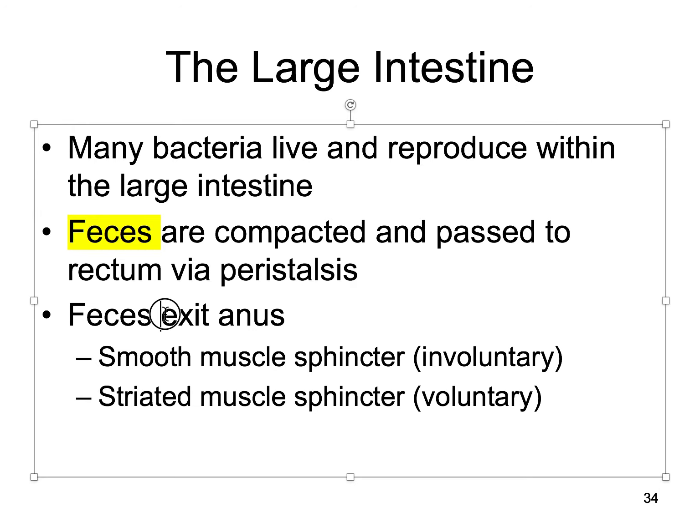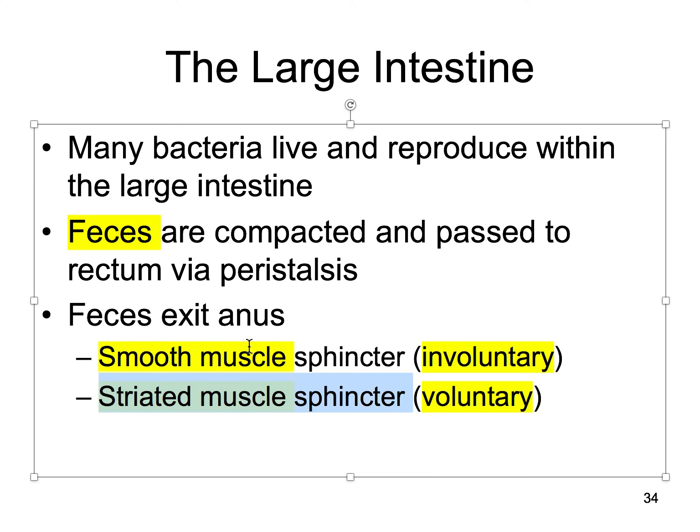The feces exits at the anus, and this happens through two sphincters. The first sphincter is a smooth muscle sphincter. Anytime you see the word smooth muscle, think involuntary. We don't usually or really ever have control over smooth muscle. Then we have a striated or skeletal muscle sphincter, which is a voluntary sphincter. So if you want to use the bathroom and you say, I want to poop, you can physically make yourself poop by opening and closing this sphincter, this striated muscular sphincter.